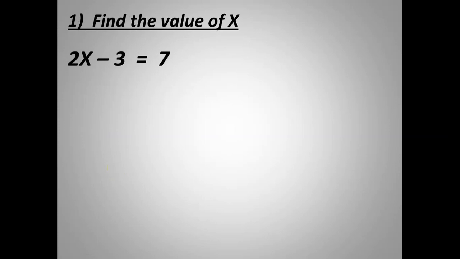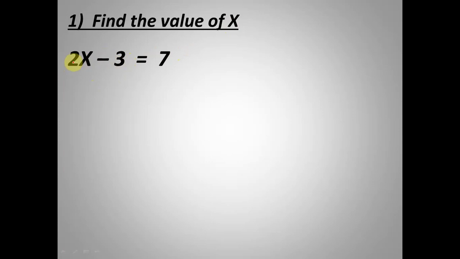Find the value of x. 2x minus 3 equals 7. In this case, we note that there is minus 3 and 2 times x, and we want to find the value of only x. We must remove minus 3 and remove 2, and leave x only on the left hand side. Minus 3, we move it first.